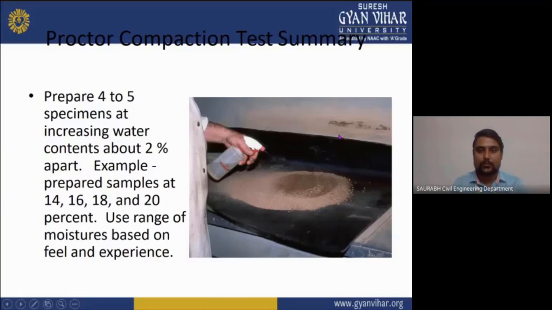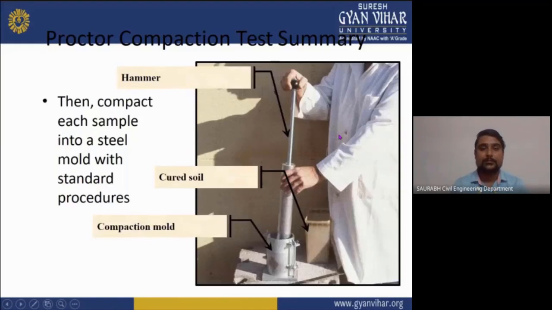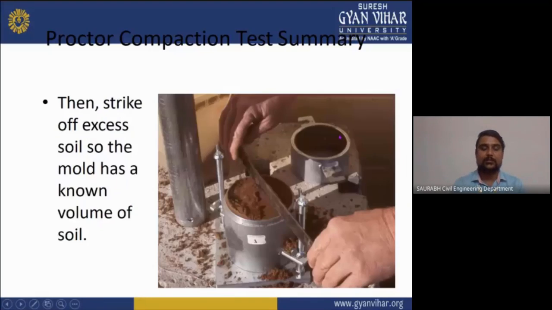First you have to use 14%, after that you have to use 16, 18, 20, and you have to repeat this percentage of water in the soil until you get your maximum dry density. Here you can see the Proctor compaction test summary. The hammer then compacts each sample into the steel mold with the standard procedure, and the cured soil is also here, and the compacted mold is also here.